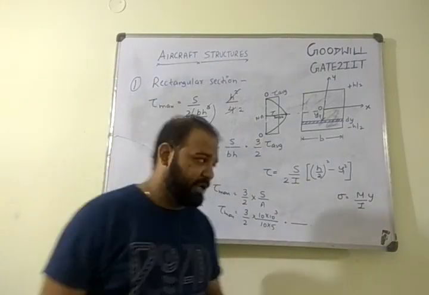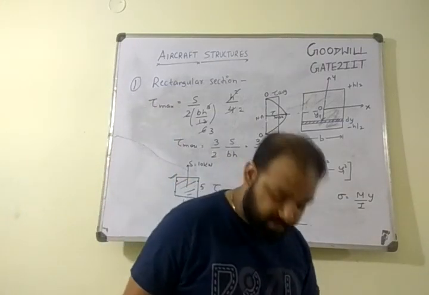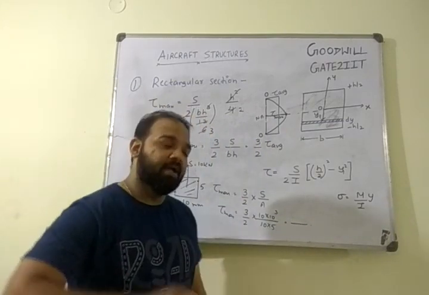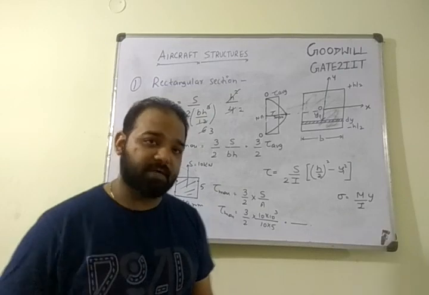We'll summarize by the end of the lecture how many things you need to remember and how many things are more than enough to solve the numericals. Alright, so moving on to the next cross section, which is known as the circular cross section.